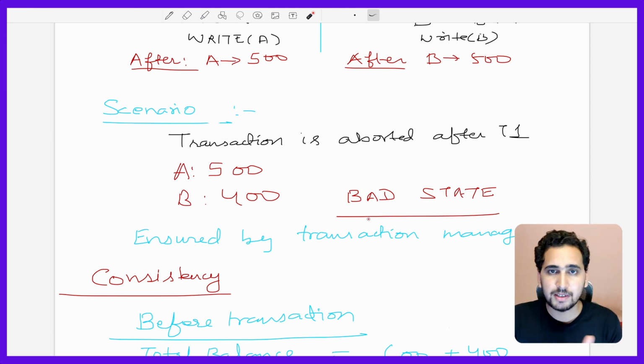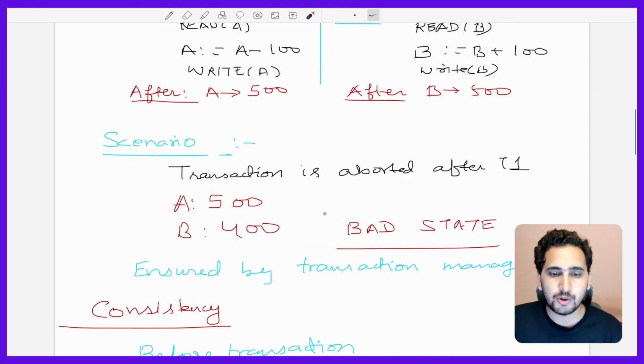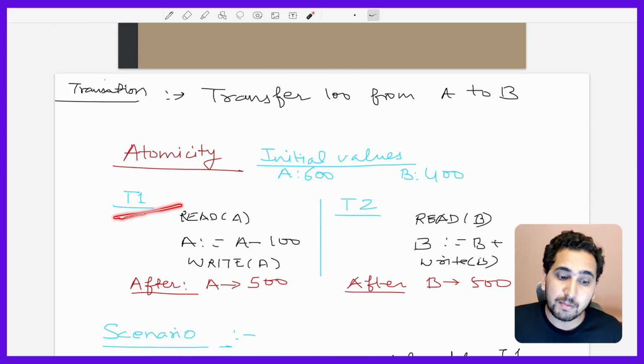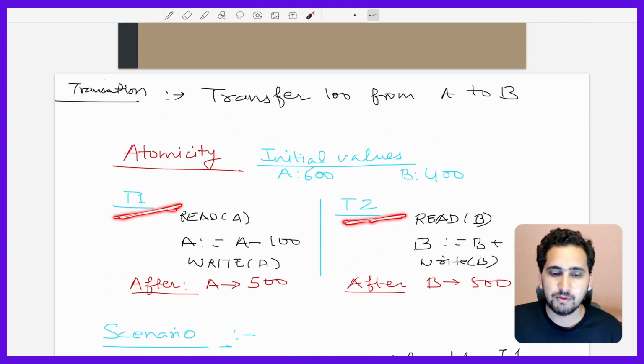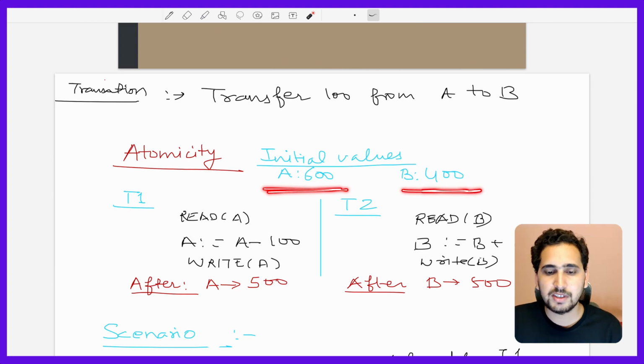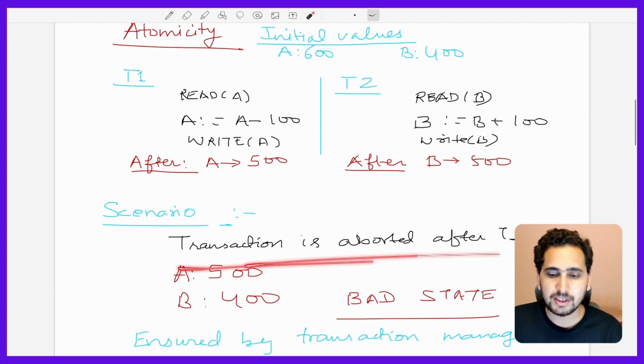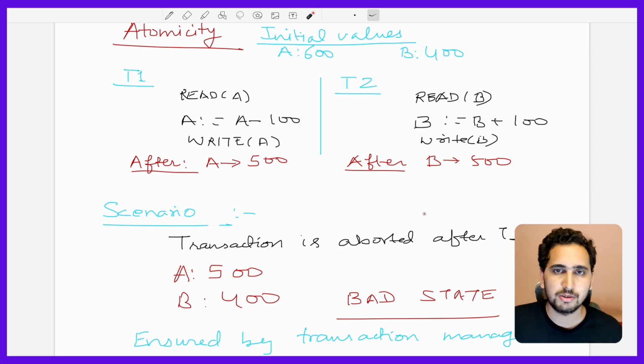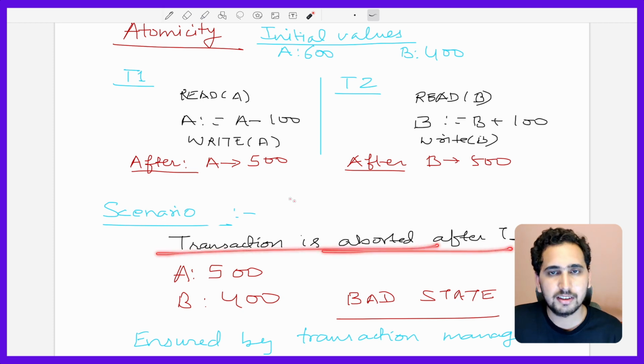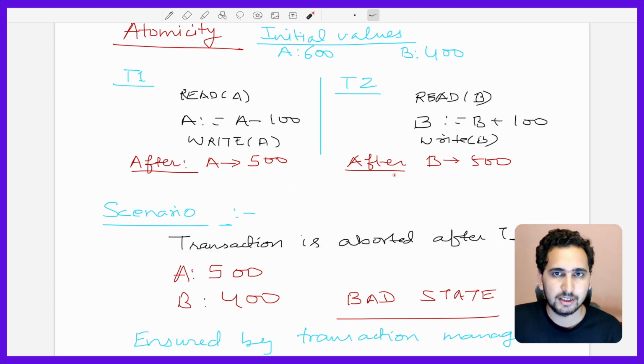But the database management system takes care of this. Ideally, either both of these, T1 and T2, would happen, which would mean that A would become 500 and B would become 500, or none of them would happen, which would keep them in the initial state, where A would be 600 and B would be 400. If the transaction is aborted, it would throw an error saying that the transaction could not go through. Or if the transaction went through, then both are at 500. It would never happen that one of the tasks is done and the other is not done.